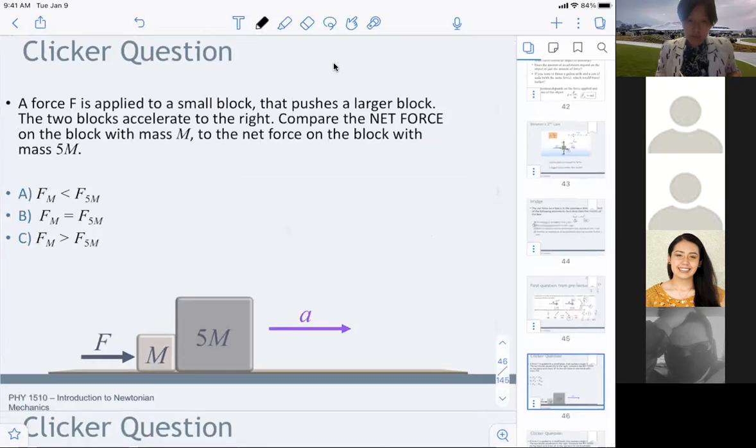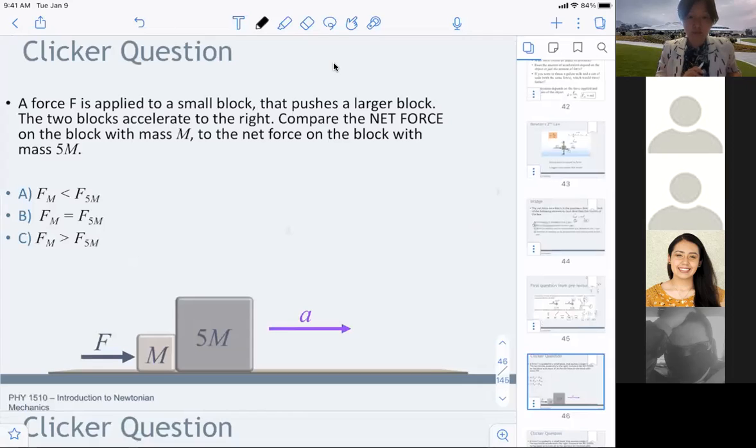The smaller one has mass m, the bigger one is 5 times m, and cause them to move together. Okay, and now let's compare the net force on the smaller block and the net force on the bigger block. The F is the one that's pushing both of them, but in terms of the net force on each of them, it is not necessarily the F. If I said the net force M, I misspoke. So the force F is on M and 5M together.